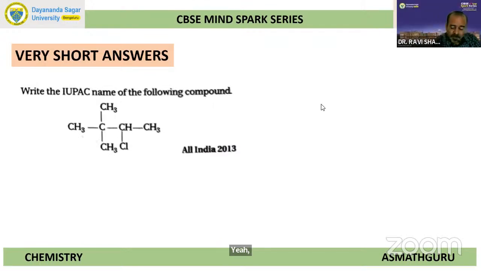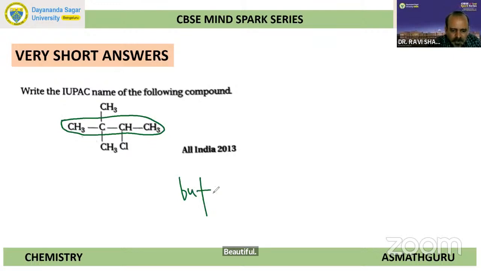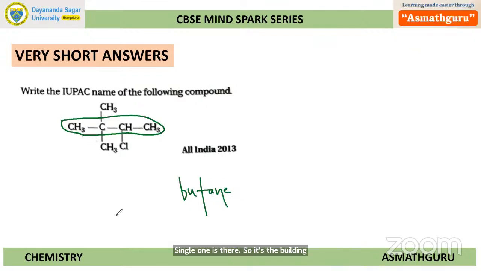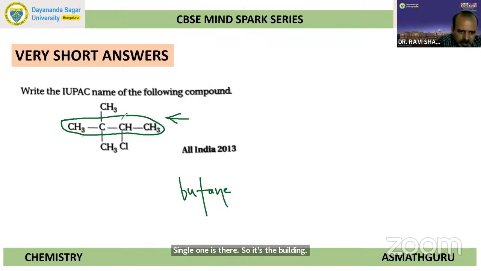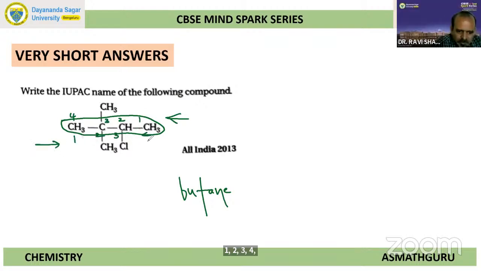What is the name of this compound? Select the longest carbon chain. Four carbons, single bonds, so it is butane. 2-chloro, 3,3-dimethyl. If you come from this side, it is 2-chloro, 1, 2, 3, 4, in alphabetical order. If you come from the other side, it is 1, 2, 3, 4. Which one? Whether I have to come from the right side or from the left side.